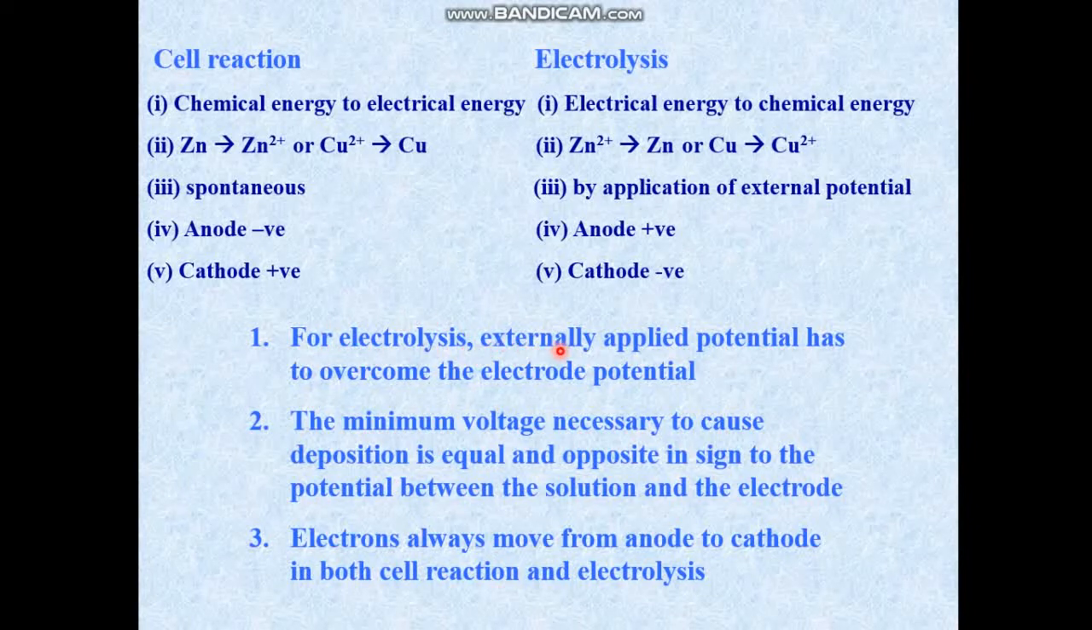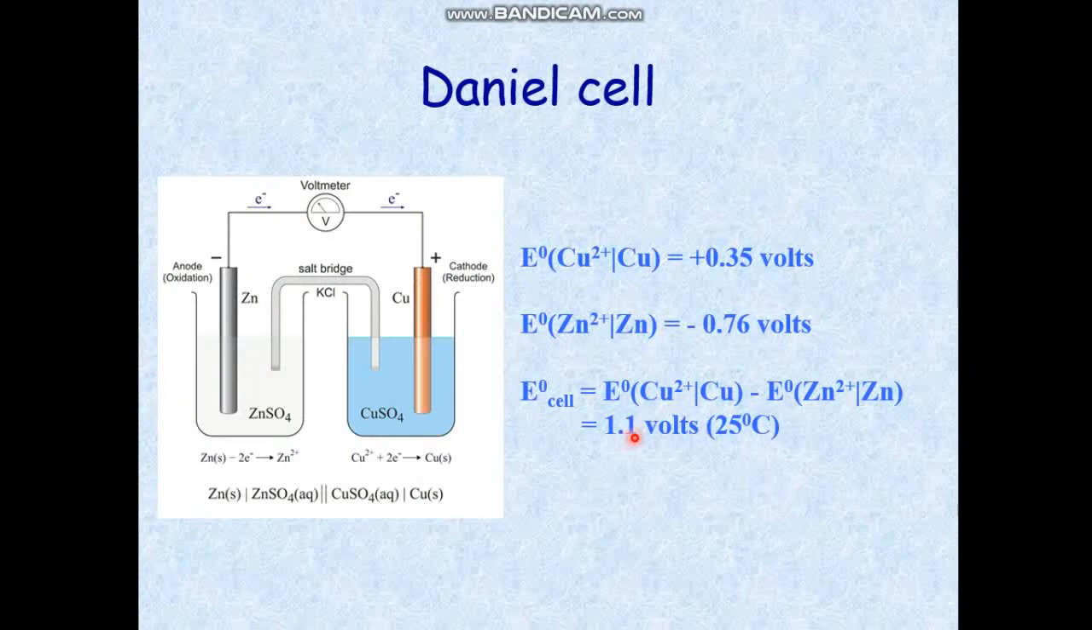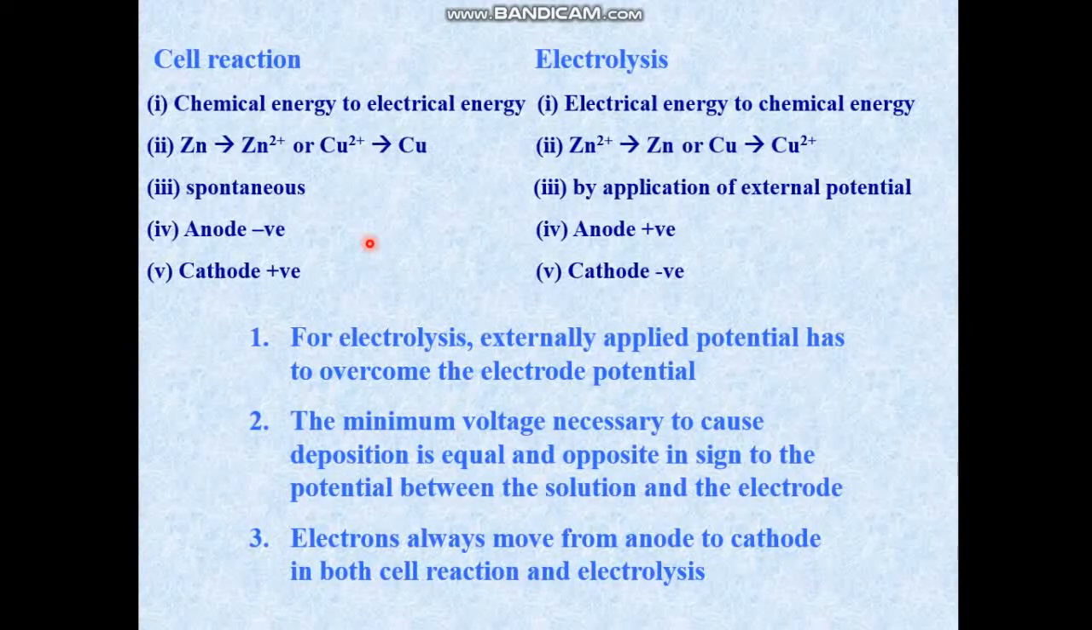For electrolysis, externally applied potential has to overcome the electrode potential, as I have mentioned here. The minimum voltage necessary to cause deposition is equal and opposite in sign to the potential between the solution and the electrode. That means, again we move to the previous slide. This is 1.1 volt. So we have to apply minus 1.1 volt external potential. That means here it should be positively charged, it should be negatively charged, and the potential difference should be 1.1 volt or more than that. Otherwise the reverse reaction would not take place.